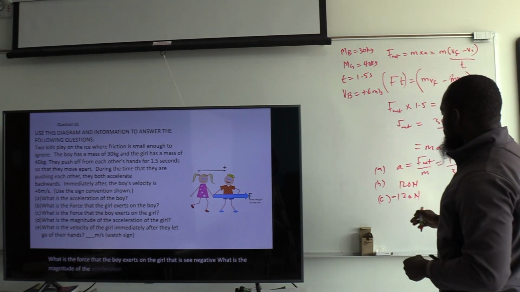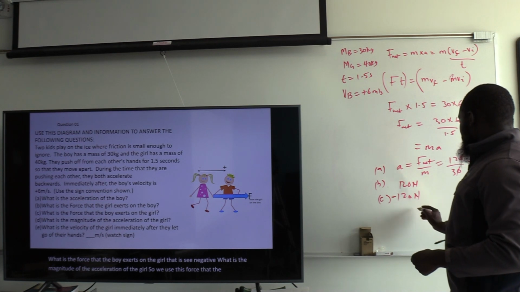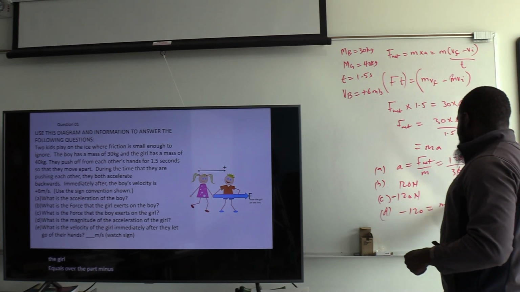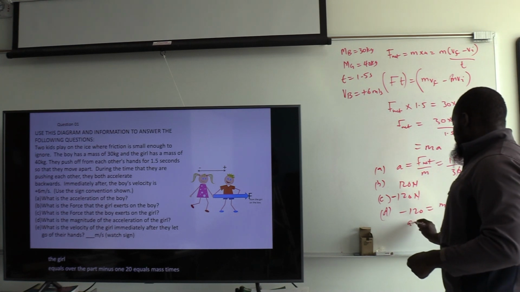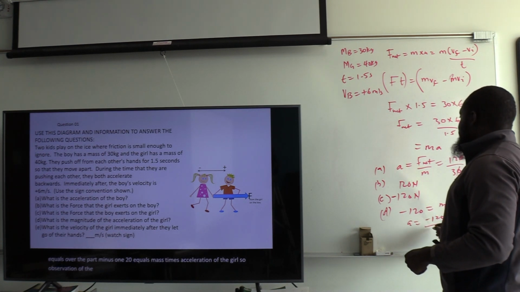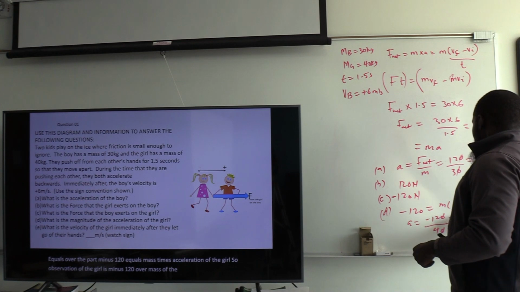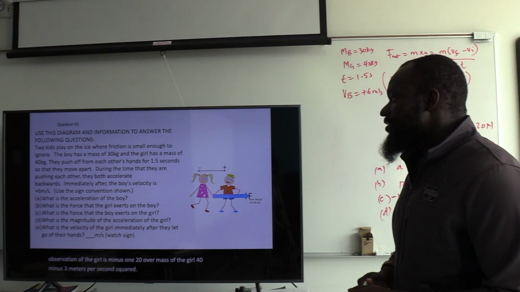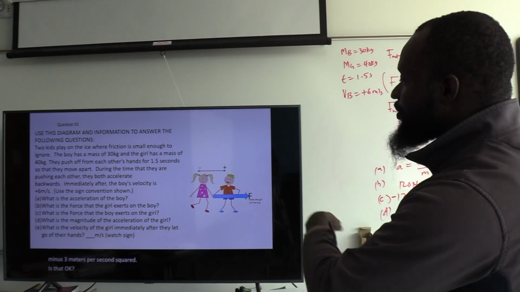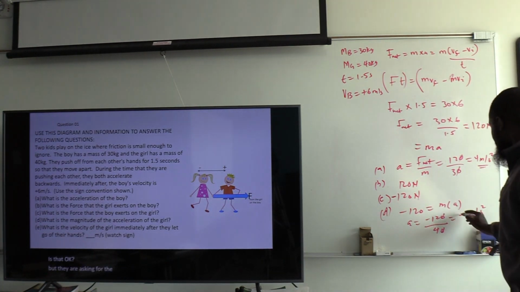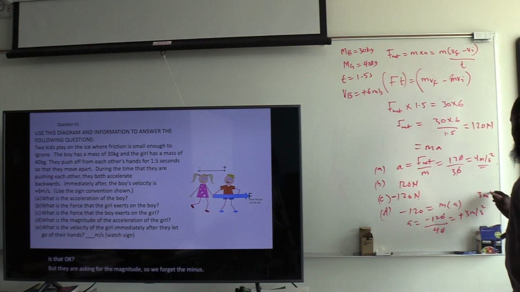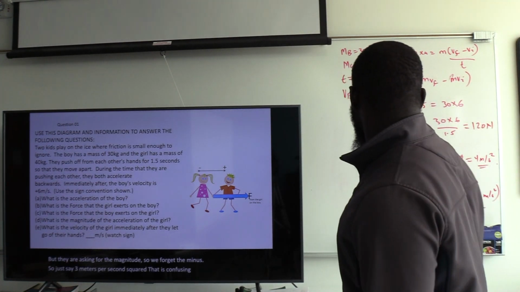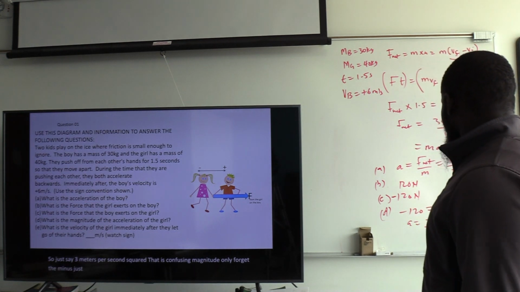What is the magnitude of the acceleration of the girl? We use the force that the boy exerts on the girl, so for the D part, minus 120 equals mass times acceleration of the girl. So acceleration of the girl is minus 120 over the mass of the girl, 40, which is minus 3 meters per second squared. But they're asking for the magnitude, so we forget the minus. Just 3 meters per second squared. Okay?